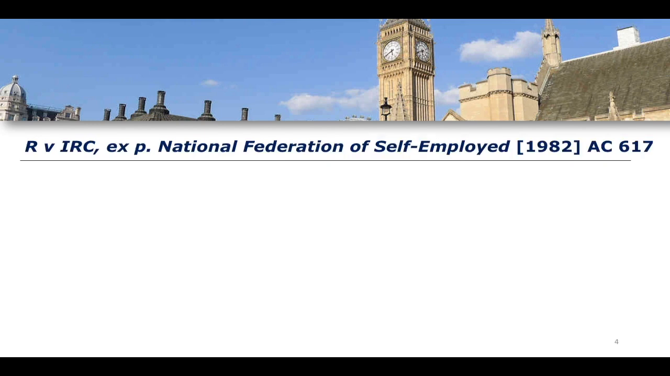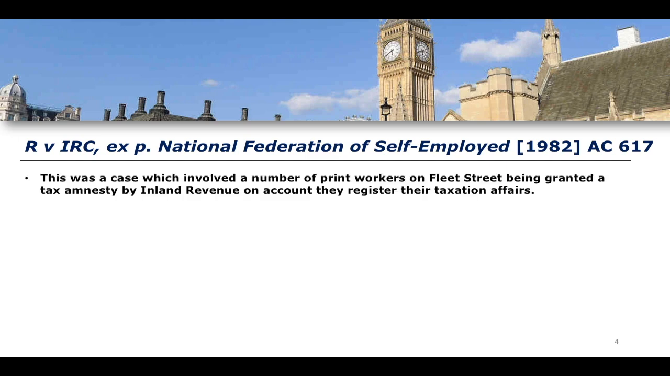Now, a key case which illustrates this point is the case of R v IRC, the National Federation of Self-Employed case from 1982. This case gives us an indication of the kind of thought processes, reasoning and rationales that a court will engage with when it comes to bringing a claim and when it comes to who may or may not be a sufficiently interested party in the bringing of a claim in judicial review.